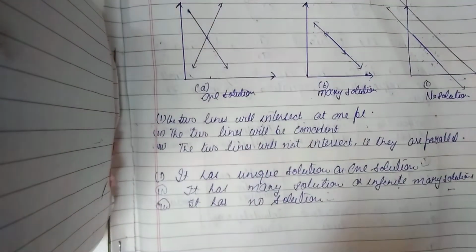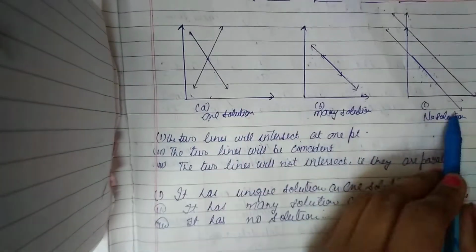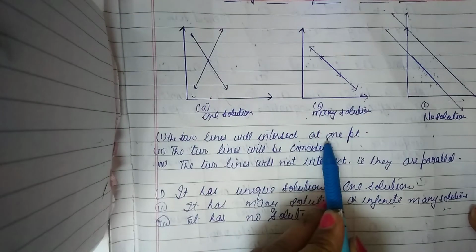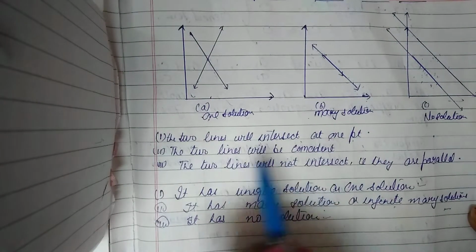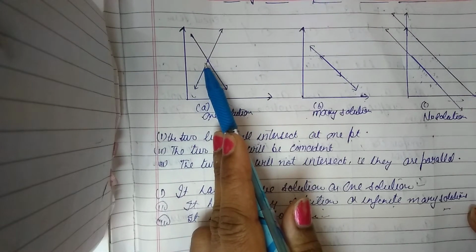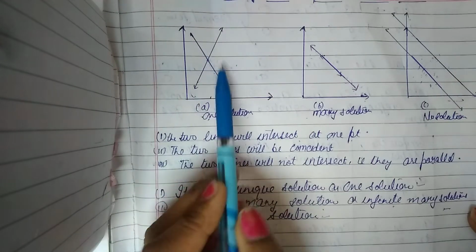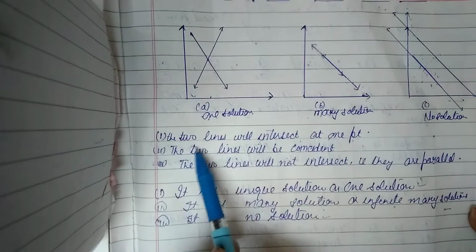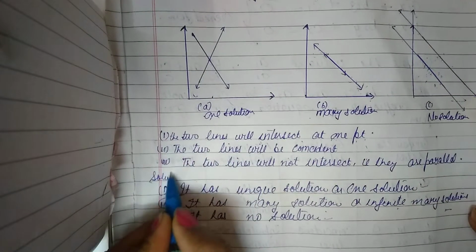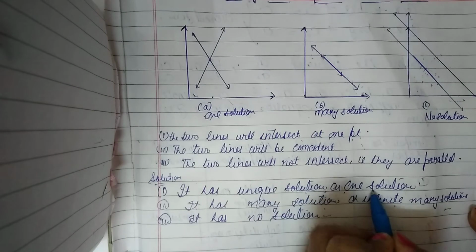let us see the graph. When we draw the graph, we find three types of graph. Firstly, if lines intersect, the two lines will intersect at one point. If two lines intersect at one point, it is said to have one solution because there is only one common point. So it has a unique solution or one solution.